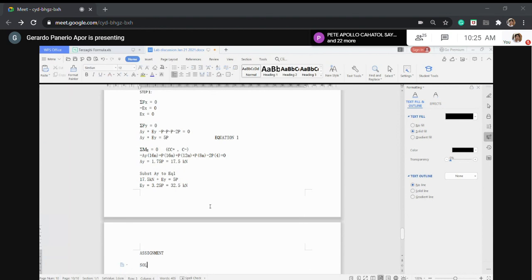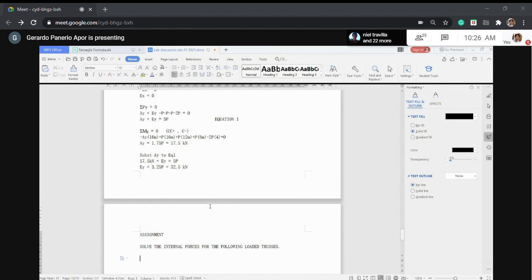Determine the internal forces for the following loaded trusses. I'll just post this. I'll read this and I'll post this so that you can find your assignment. Before we go on, I'll stop sharing.